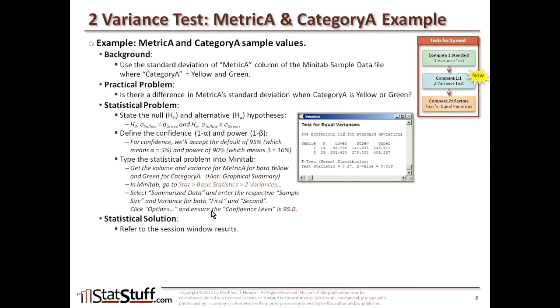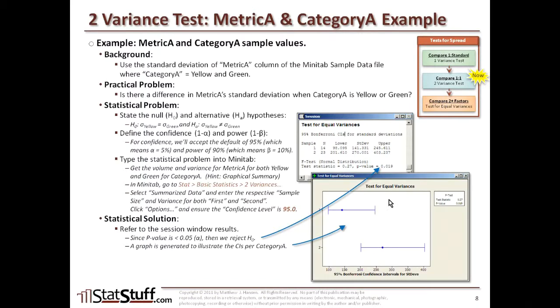For the solution, the output that's created from Minitab is going to look like this, where again we're going to look at the p-value. In this case, the p-value is less than the 0.05 alpha risk that we identified, and as a result, we're going to reject the null hypothesis, which also is the same thing as saying that we're going to accept the alternative hypothesis.